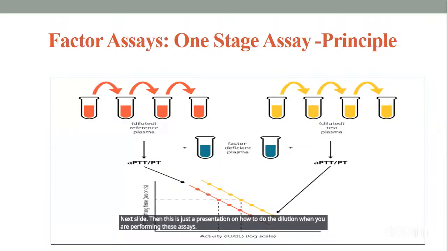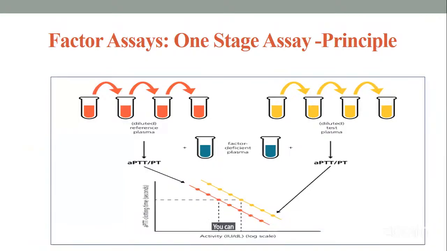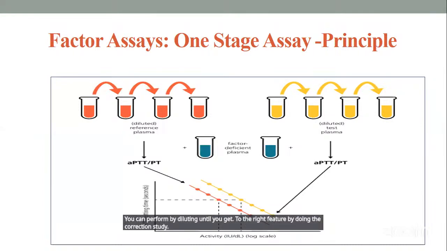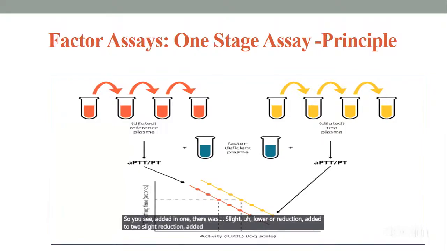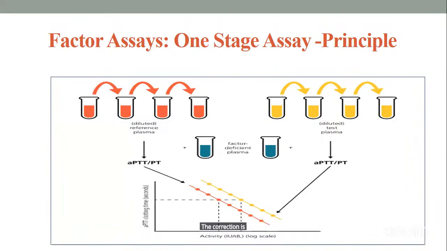Then this is just a presentation on how to do the dilution when you are performing these assays. You can perform by diluting until you get to the right figure by doing the correction study. So you see, added in 1, there was slight reduction, added to 2, slight reduction, added to 3, until the correction is done in the system. Thank you. Next slide.